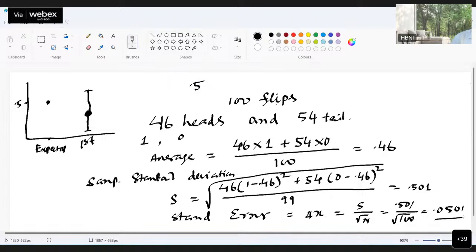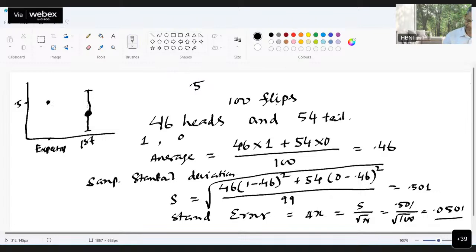Therefore, there is no ground to reject the null hypothesis. What is the null hypothesis in this case? You say that there is no difference between these infinity flips and 100 flips. And the alternative hypothesis in this case is that no, there is a bias, so I'm not getting 0.5, I've got only a 0.46 average. But one can see that these two values are overlapping within the error bar.